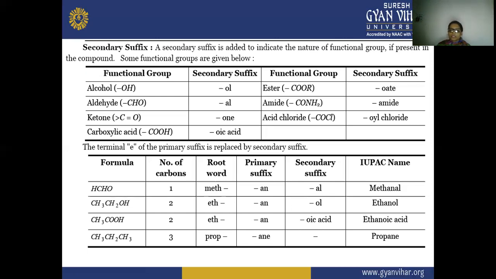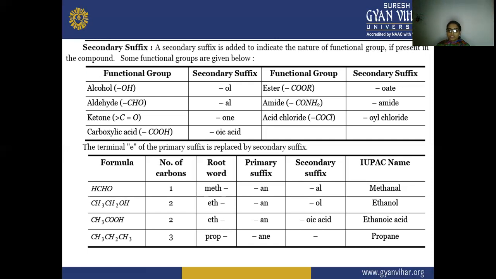The secondary suffix is oic acid because for the carboxylic acid the secondary suffix is oic acid. So according to IUPAC, its name is ethanoic acid. So for CH3COOH, the number of carbon atoms present is 2, the root word is eth, the primary suffix is n, and the secondary suffix is oic acid. So its name is ethanoic acid.